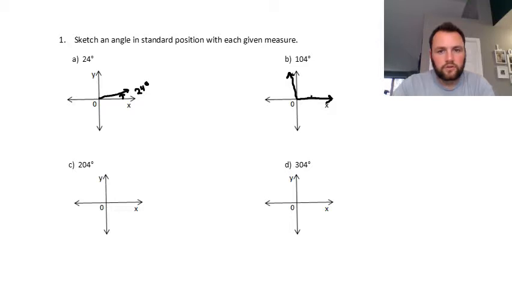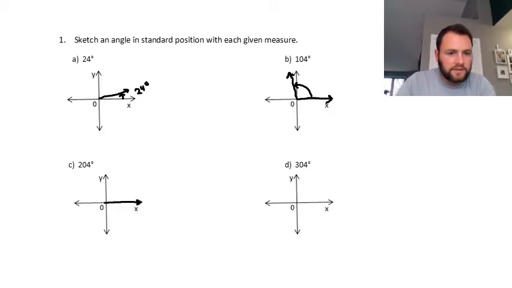And I'm going to show that this is my angle. Okay, and that angle is 104 degrees. C, we said, was in quadrant 3, and it's 204 degrees. So again, I'm starting here.